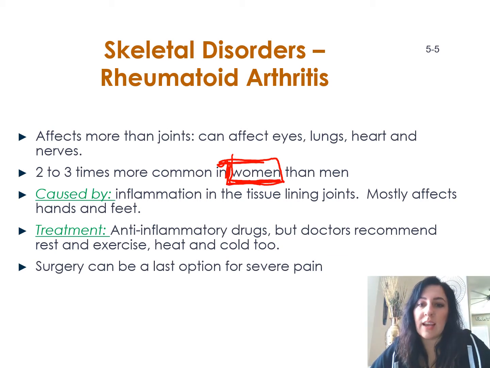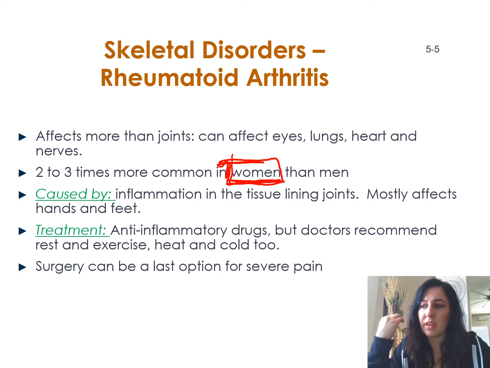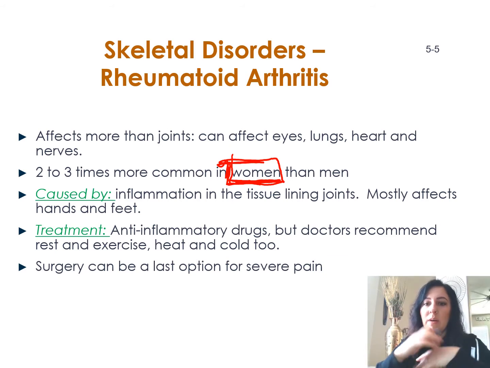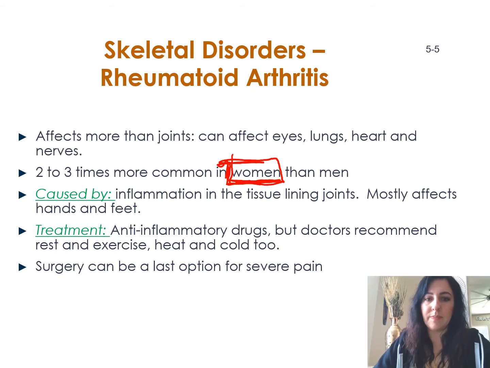It's caused by inflammation in the tissue lining joints. It mostly affects the hands and feet. Some treatment for this would be anti-inflammatory drugs. Doctors recommend rest and exercise, heat and cold as well. Of course, there are plenty of supplements and herbs, things like that that help. I know, like for my grandmother, she uses a lot of ointments just for the surface area to kind of help reduce pain, and then she'll take a lot of homeopathic medications and herbs and things like that that will help reduce it a little bit. Surgery can be a last resort for severe pain.